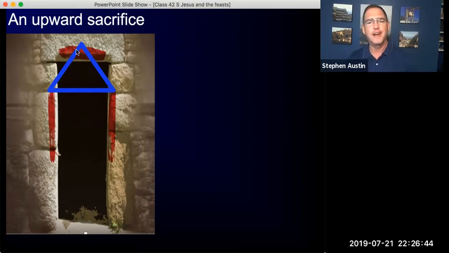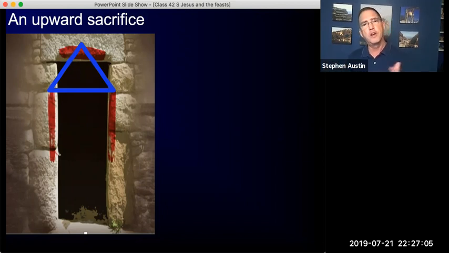So that if you connected all three of those blood stains together, it would form a triangle pointing upward. And it symbolized that this, in a sense, was a sacrifice up to God. They sacrificed the lamb. They remembered what God was doing in freeing them from Egypt. So it was an upward sacrifice.